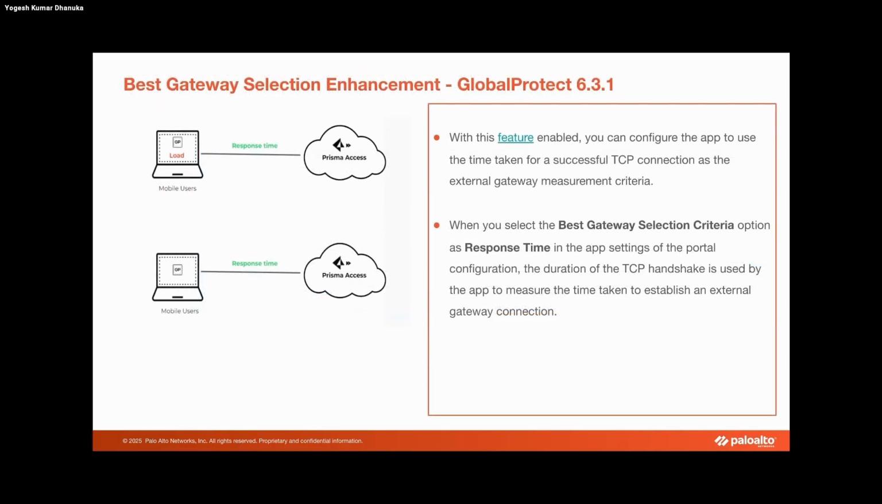In GlobalProtect 6.3, there is an enhancement, a new feature, which improves the way the gateway selection mechanism works. As we discussed, currently the gateway selection mechanism works where GP will calculate the weight based on the SSL response time and the priority. Priority obviously you can't change, but the SSL response time can be different for different gateways.